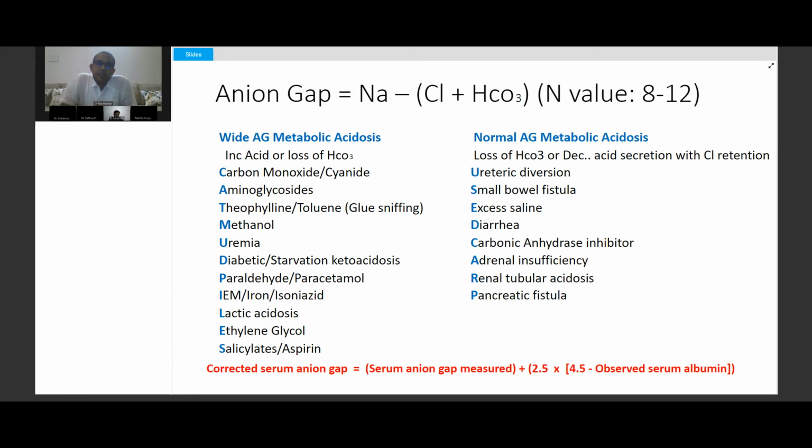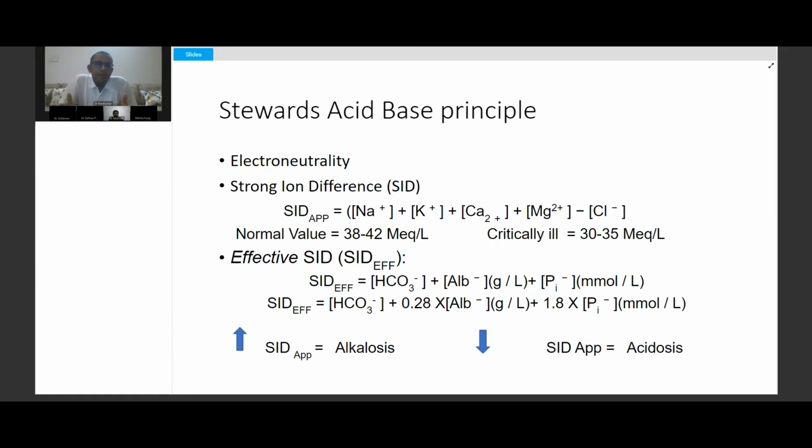Based upon Stewart's acid-base approach, the plasma has electroneutrality, and water, which has both hydrogen and hydroxide, maintains an equilibrium based upon electroneutrality. When the electroneutrality is imbalanced, the water dissociates to release hydrogen ion, or it can absorb it. That's the principle behind the strong ion difference, and it's called apparent because of the values you are measuring: all the measured cations equal all the unmeasured anions. Normally the value is between 38 to 42.